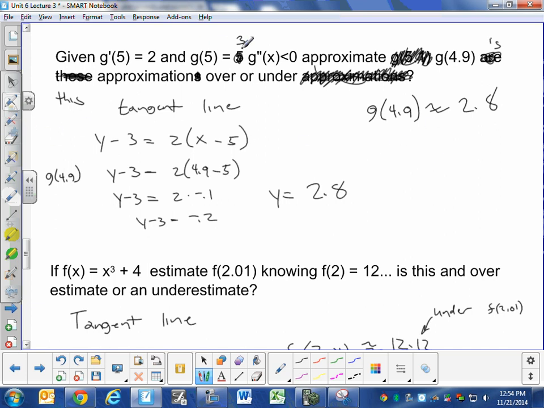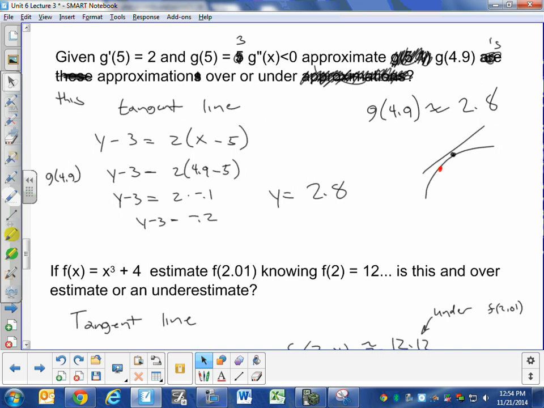G double prime is less than 0, so that means we are concave down. Here's a piece of graph that is concave down. Here's a point, and here's a tangent line. What's great is that it does not matter where this point is. This point could be to the left or to the right of the point where my tangent line is, no matter which way it is.